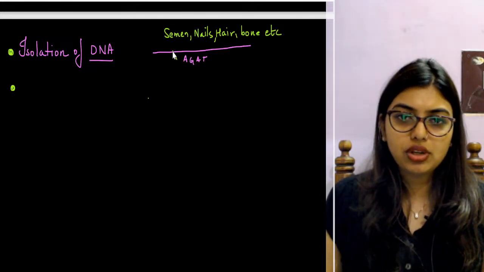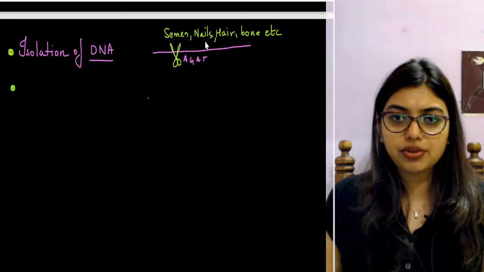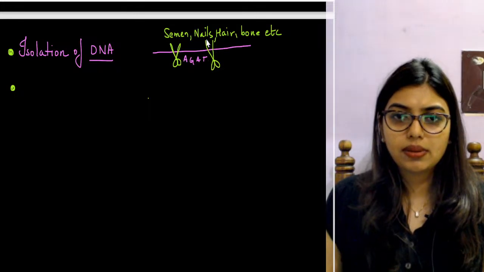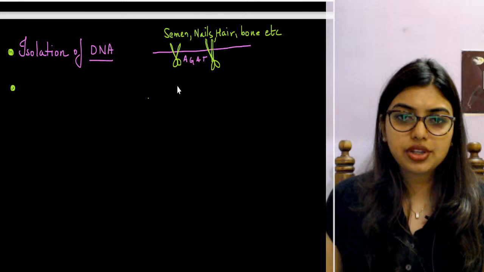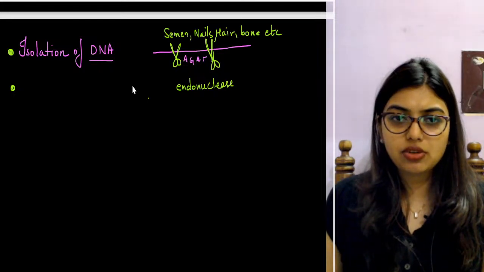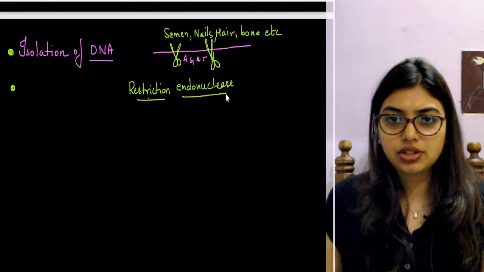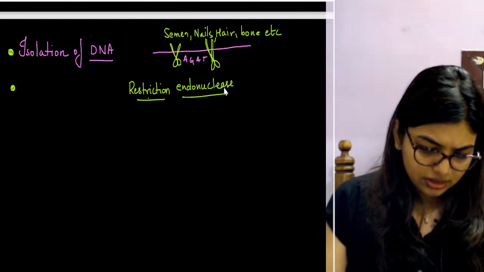Then you are going to do chopping. Okay, chopping you're going to do. We're going to do cutting. That is going to be with endonuclease. Which endonuclease? Restriction endonuclease. Okay, restriction endonuclease. Clear? Once again.